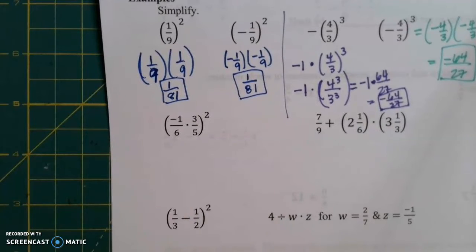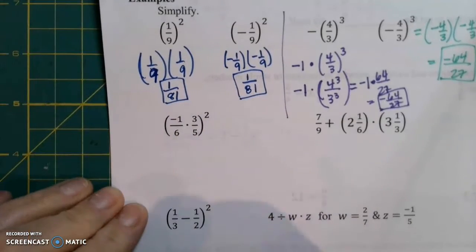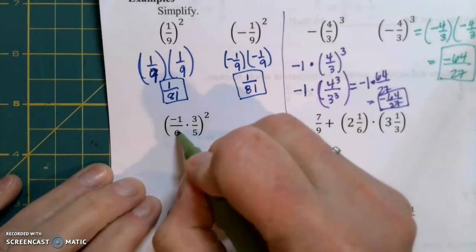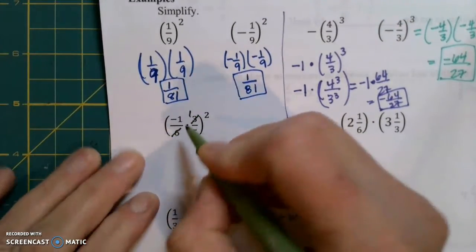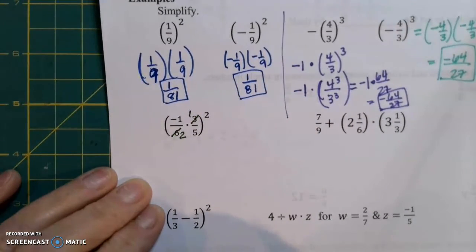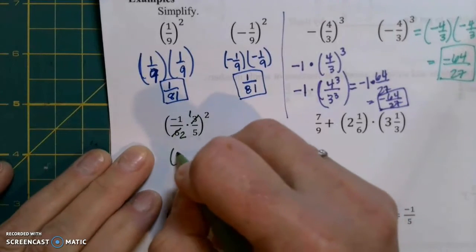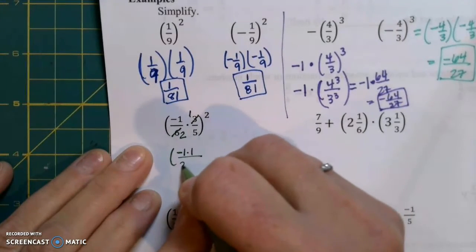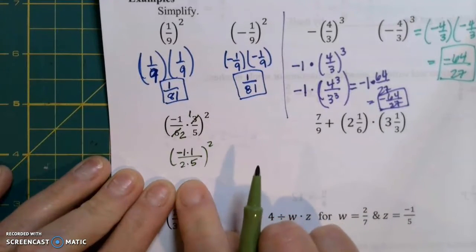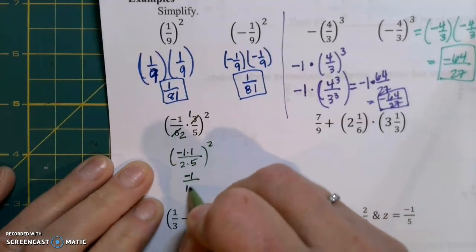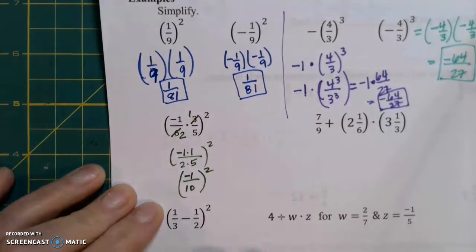Next one here. If you have a fraction and it is being taken to a power, I highly recommend seeing if you can divide out any factors in here first. I can see that I have a 3 here, and I know that 6 is 3 times 2. So if I divide the 3 out, I'd end up with a 2 there. So inside my parentheses, I'd have negative 1 times 1 in the numerator and 2 times 5 in the denominator. So negative 1/10. And that whole thing is squared.